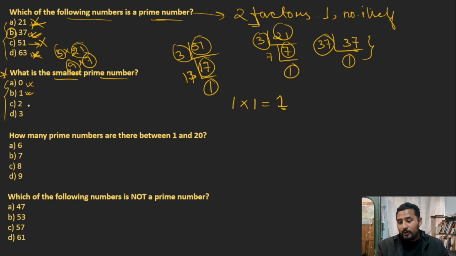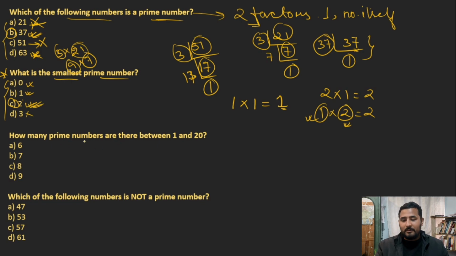So the next option is option number C, that is 2. Yes, 2 is a prime number. You can see here 2 into 1 is 2, 1 into 2 is 2. Can you see at least two factors? 1 and the number itself, factorize and you will get this. So our smallest prime number will be 2. Okay, 3 is a prime number but not the smallest.